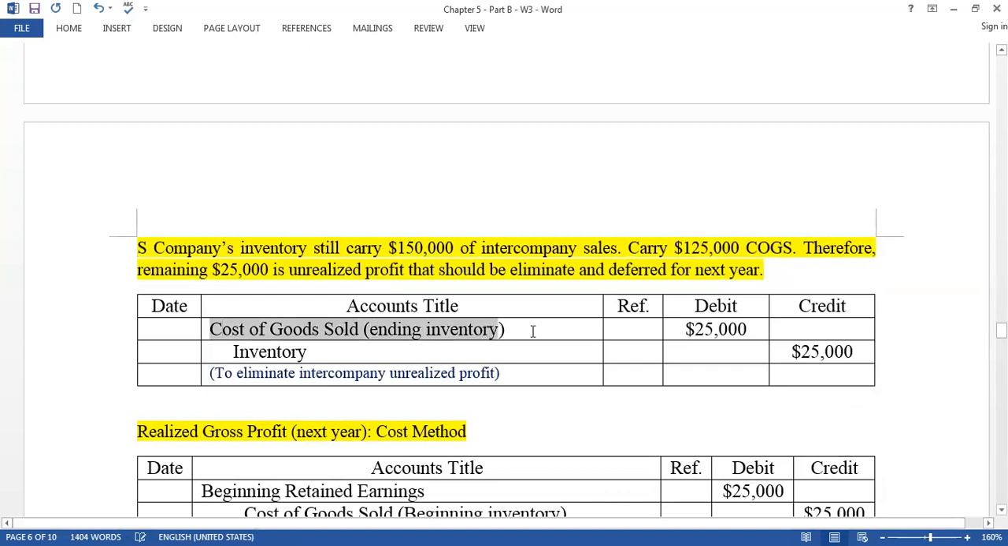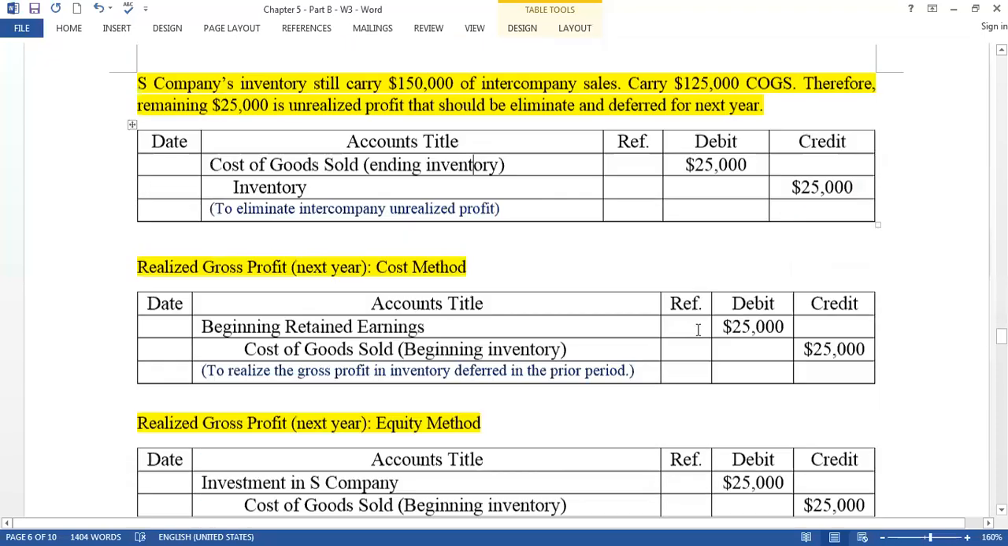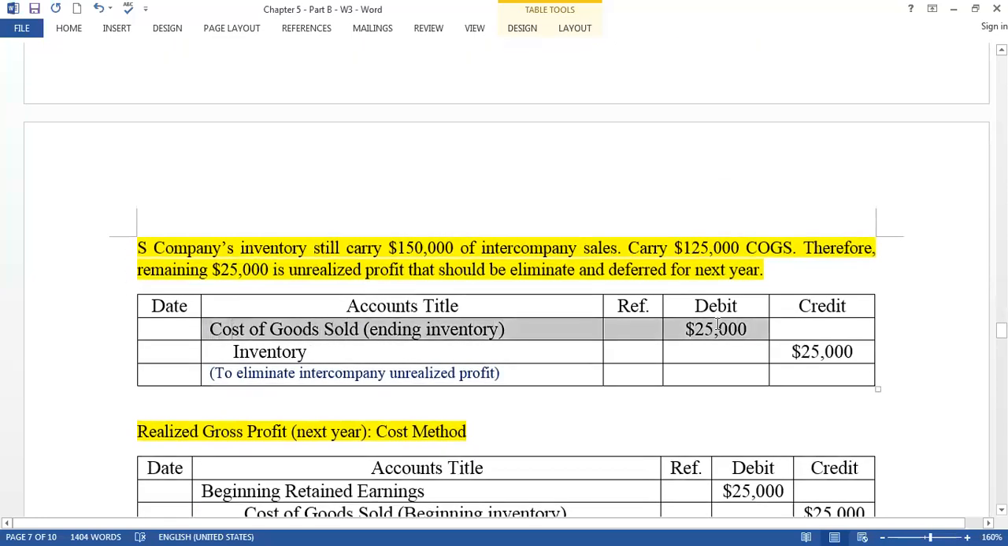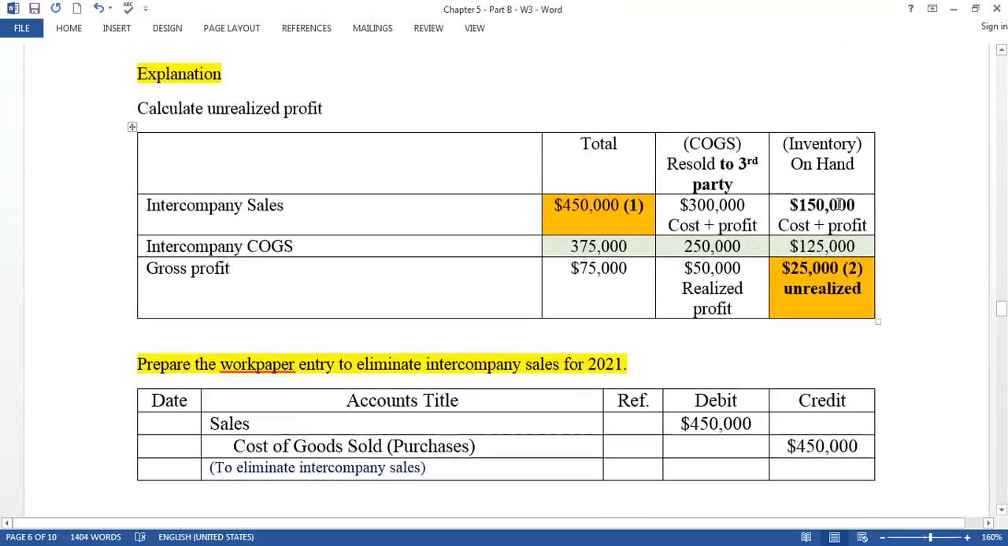We record cost of goods sold, ending inventory debit, because this cost of goods sold is related with our ending inventory. It means that this $25,000 is closed. This is intercompany unrealized profit, right? It is closed. And we record inventory credit. Why do we record inventory credit? Because inventory is cost plus profit. That means inventory $25,000 is overvalued.